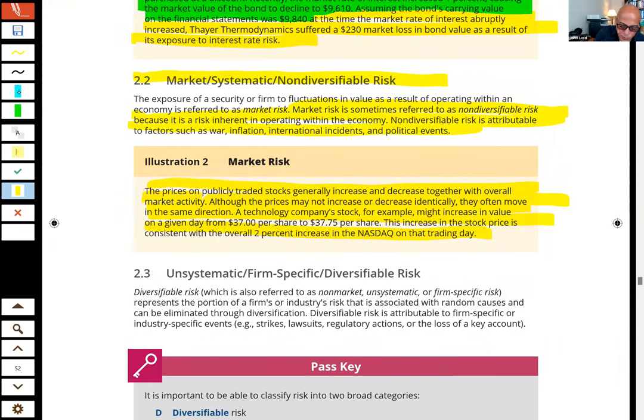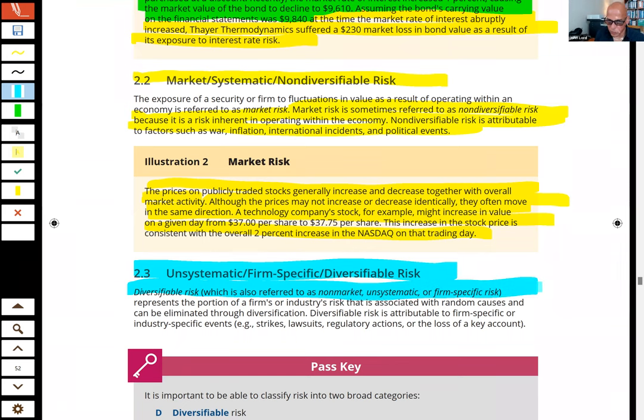Unsystematic firm-specific risk is seen as diversifiable because we can invest in different companies, and if they move in different directions as certain things happen, then we can cover losses with gains from other things that we invest in. So diversifiable, non-market, unsystematic, or firm-specific risk are all synonymous terms. It represents the portion of the firm's industry risk that is associated with random causes and can be eliminated through diversification.